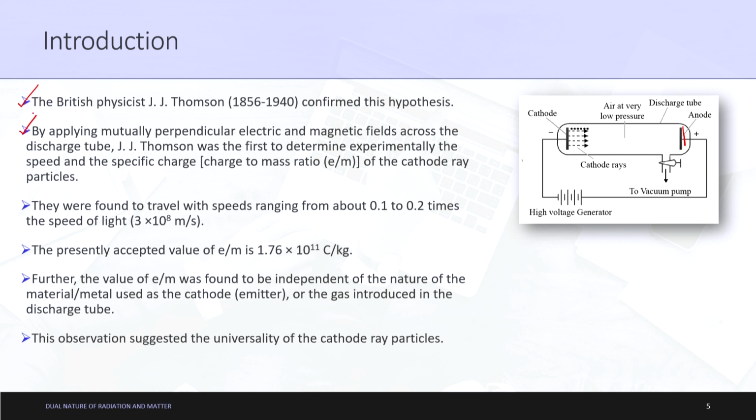Next is, they were found to travel with speeds ranging from about 0.1 to 0.2 times the speed of light. So, that is around, let us say, 0.1 into 3 into 10 to the power 8 meter per second, that is equal to 3 into 10 to the power 7 meter per second. Now, this was the approximate speed of these cathode rays.